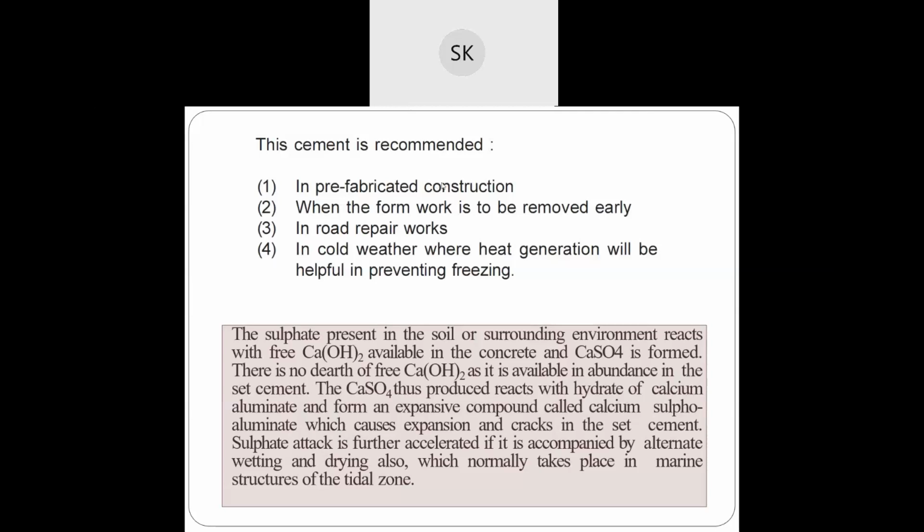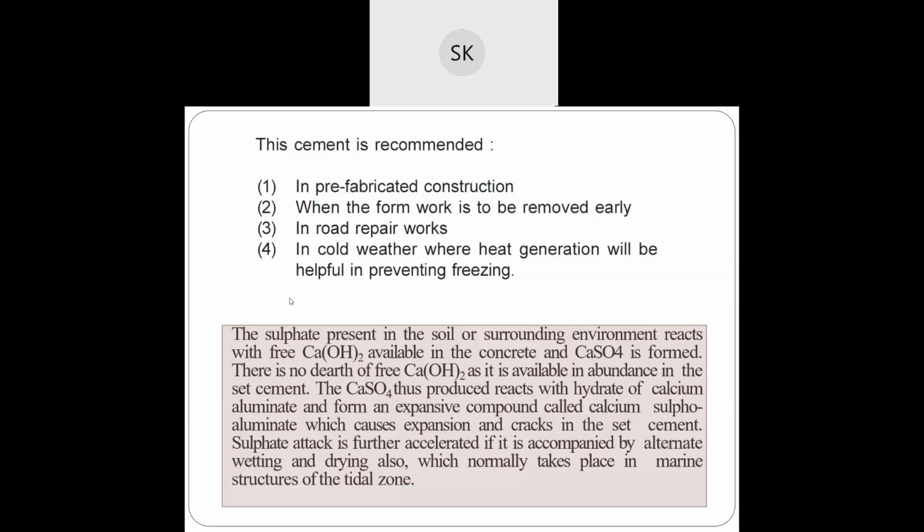So this cement is recommended where prefabricated construction is required. Prefabricated means, nowadays in bridge construction, the girders, the components or parts of the bridge are already prefabricated. Then they just transport them from the factory to the site and place them. You don't need to fabricate on site. It is already fabricated in advance.